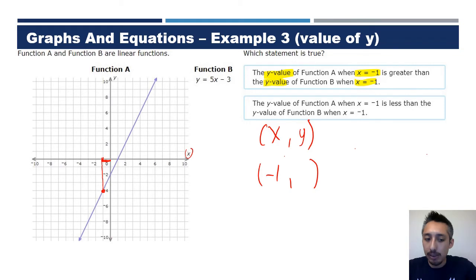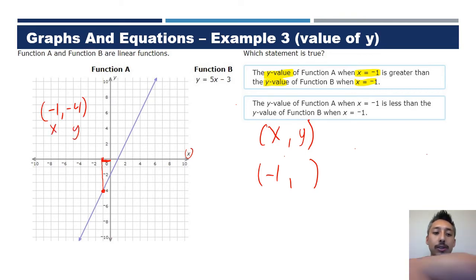You could write this as a point. You could write this as a coordinate. I'm just going to write it right here because it's just some empty space. But when x is -1, y is -4. So remember, this is just x and this is y. So this is our answer for function A.